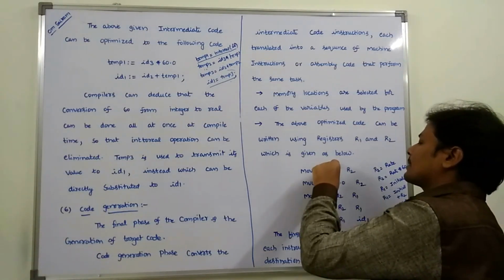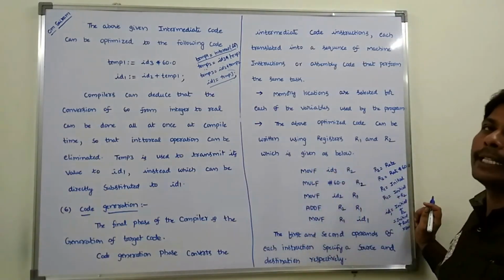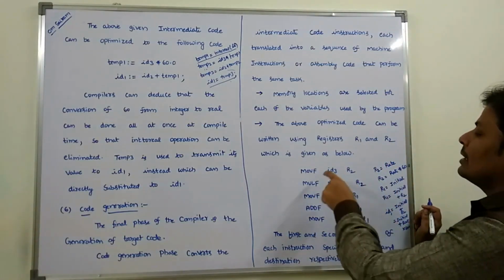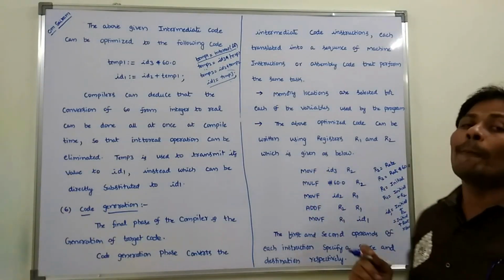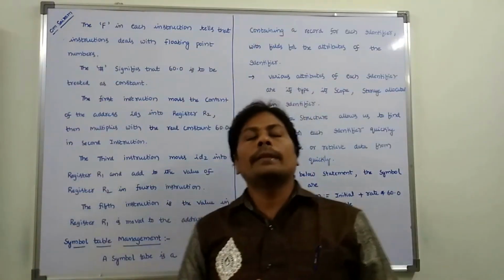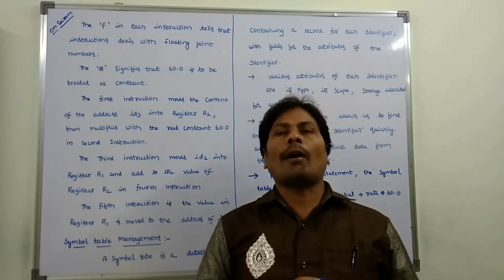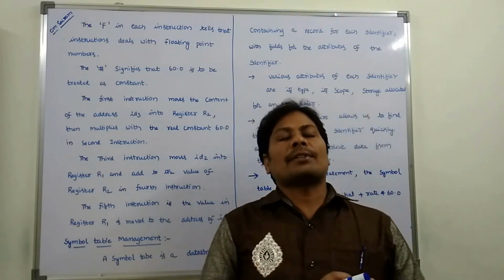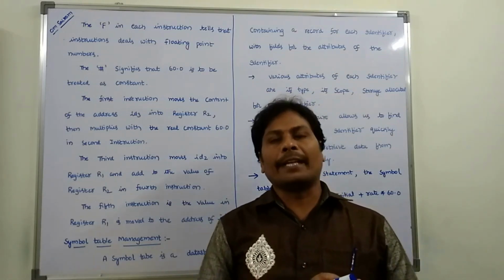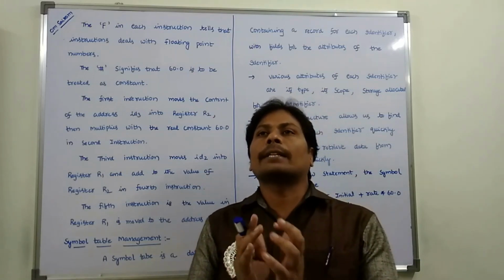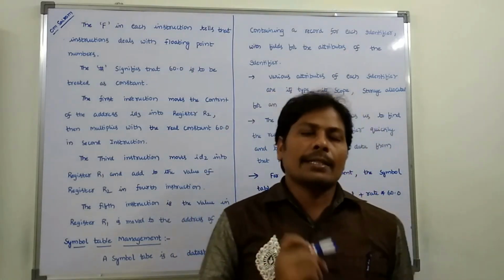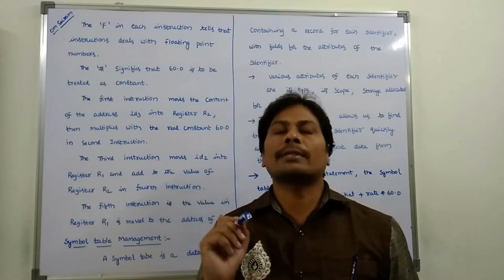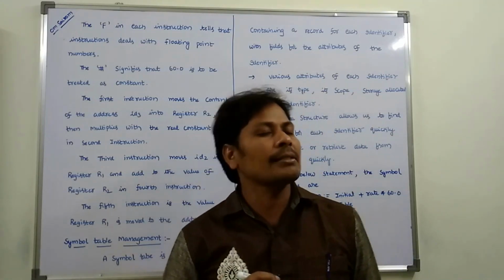Here the first one deals with the source operand, the second one deals with the destination operand. Here F means each and every instruction deals with floating point instructions. In the above target code, each and every instruction contains F. F deals with floating point numbers. Next, #60.0 represents the constant. If the symbol hash is before 60.0, then it can be treated as a constant.